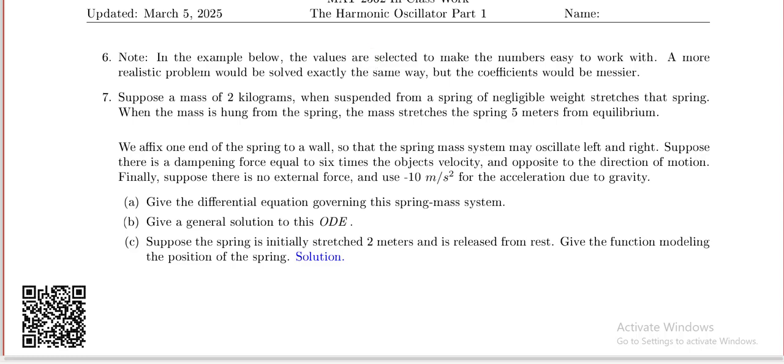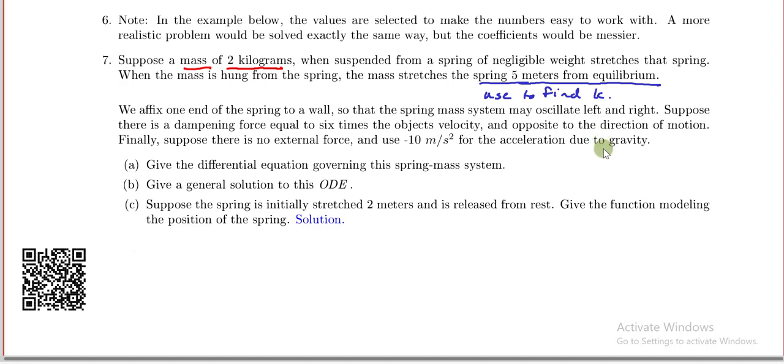So here in this problem, suppose we have a mass of 2 kilograms, so we're told explicitly that the mass is 2 kilograms, and when this is suspended from a spring of negligible weight, it stretches that spring. When the mass is hung from the spring, the mass stretches 5 meters from its equilibrium point. We're going to use this information to find K. What was K? Remember that K was that spring constant. We're going to use that information to help us find K along with the mass of that object.